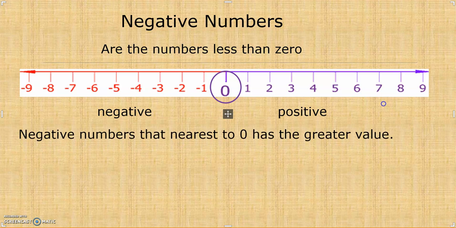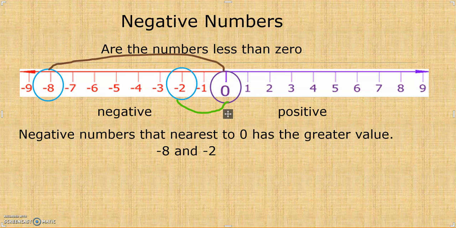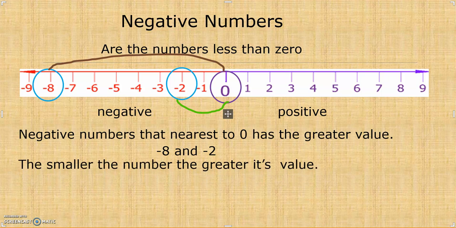The negative numbers that are nearest to 0 have the greater value. For example, negative 8 and negative 2. As you can see in our number line, negative 2 is nearest to 0, so negative 2 is greater than negative 8. For negative numbers, the smaller the number, the greater its value.